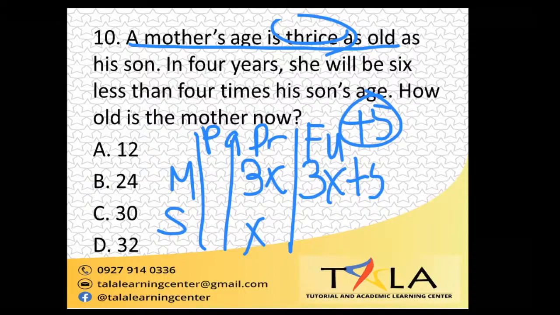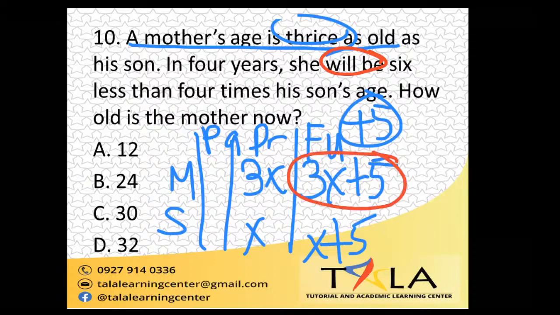In 4 years, she will be 6 less than 4 times her son's age. What is the son's age? The son's age is x plus 5. Okay? So, let's translate. When you see terms such as will be or is, the translation is an equal sign. So, in 4 years, this is her age, 3x plus 5 equals 6 less than. Here we go again. 6 less than is reversed. 4 times that age. So, 4 times of that.